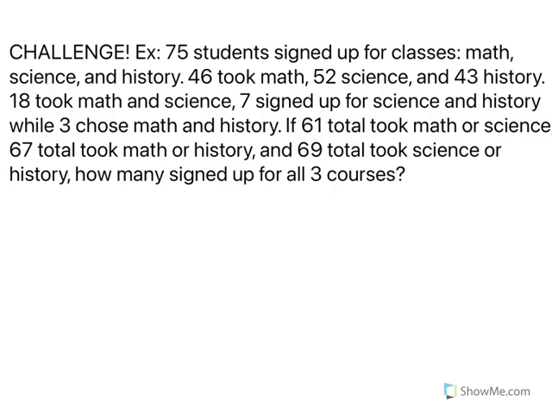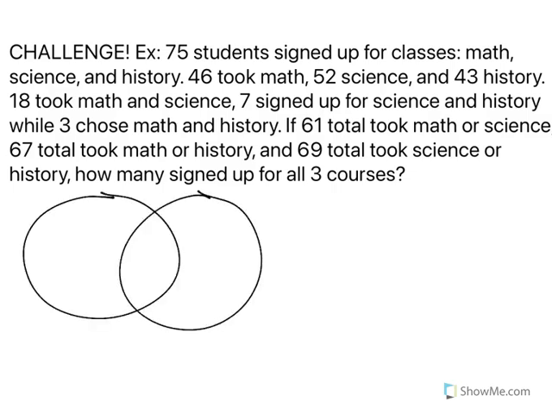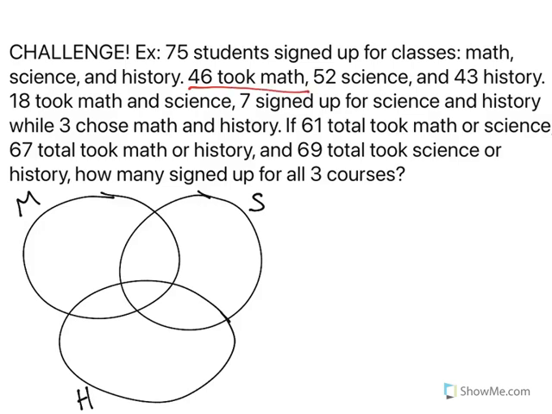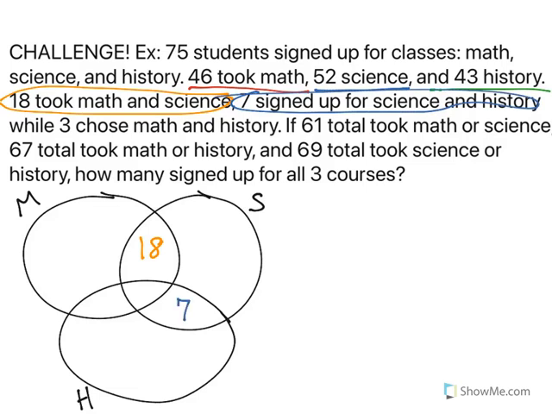Okay, so think this through. We have math, science, and history. Math, that's the entire math circle, science circle, history circle. Let's start with what we know. 18, math and science, so that's here. Science and history, that's here. 3, math and history. Now, I'm going to call the center X because I don't know what it is, but that's what I'm trying to find: how many signed up for all 3 courses? And then I have math standalone, science standalone, and history standalone.